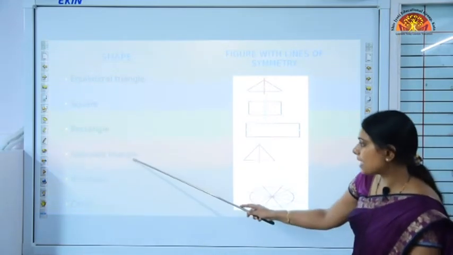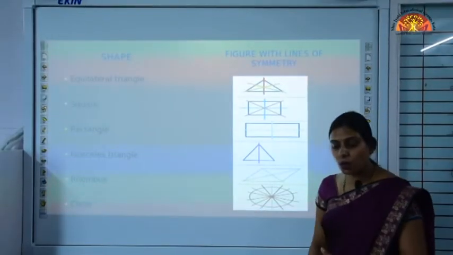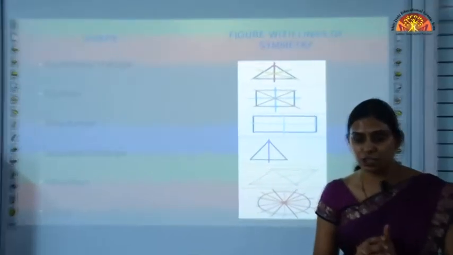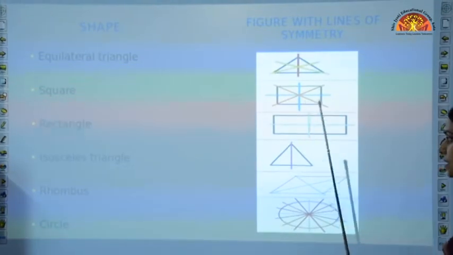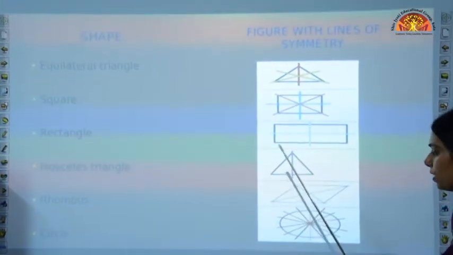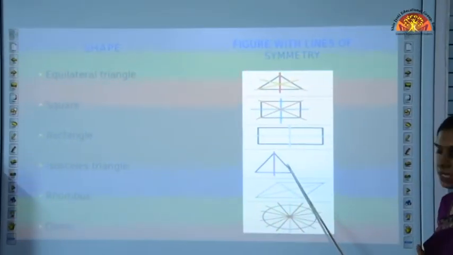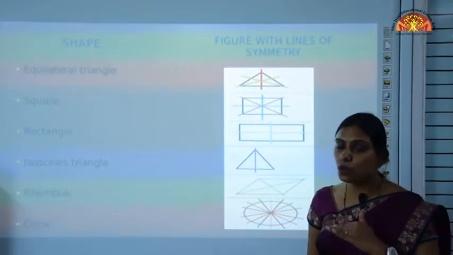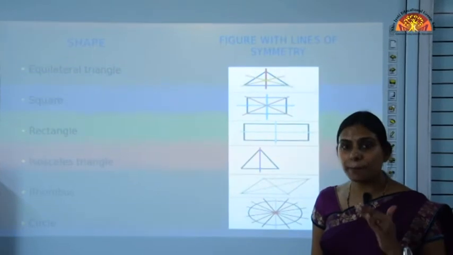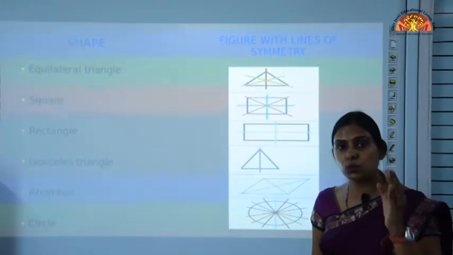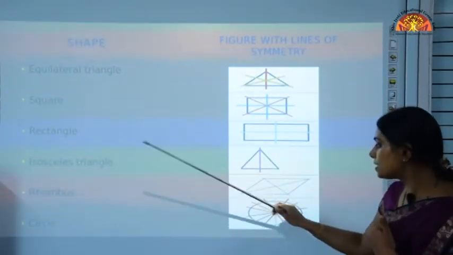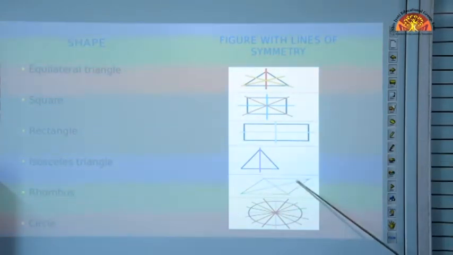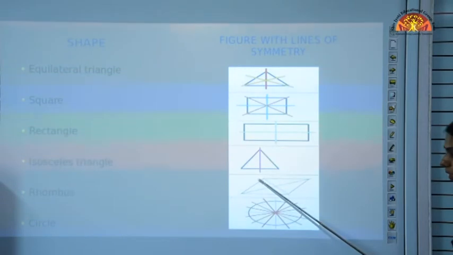Now children, next is the isosceles triangle. As you all know that in isosceles triangle, 2 sides are equal to each other. So you can see there is only vertical line of symmetry. It is divided into 2 parts. In the case of rhombus, there is no vertical line of symmetry, no horizontal line of symmetry. But the rhombus is divided into 2 equal halves along its diagonals. You can see these are the diagonals over here. So there are 2 diagonals which divides the rhombus into 2 equal parts.